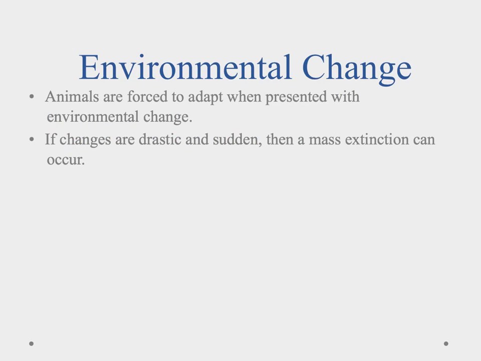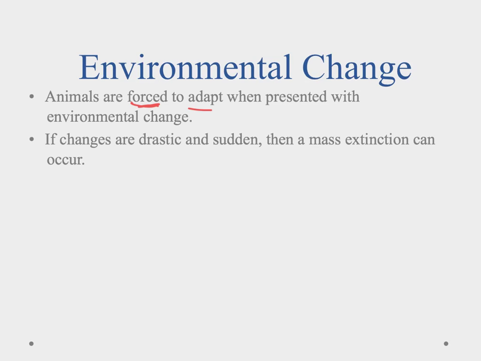So how does environmental change affect what's living on the planet? Well, when we have a change in environment, it forces the animals to adapt to these new conditions. And when it does so, it puts different pressures on the animals, and that's one of the evolutionary pressures.